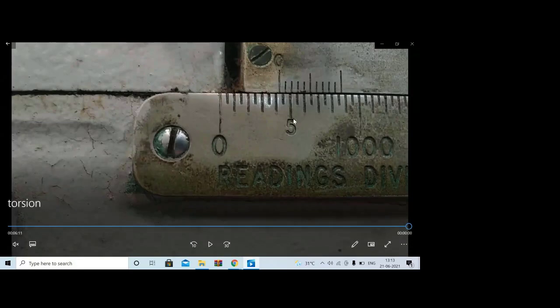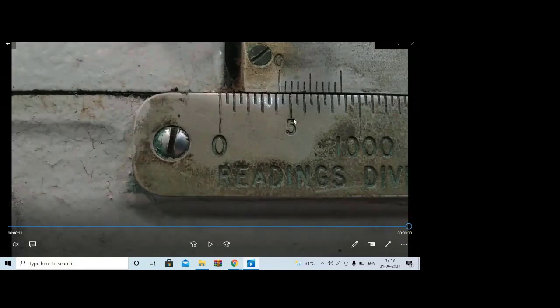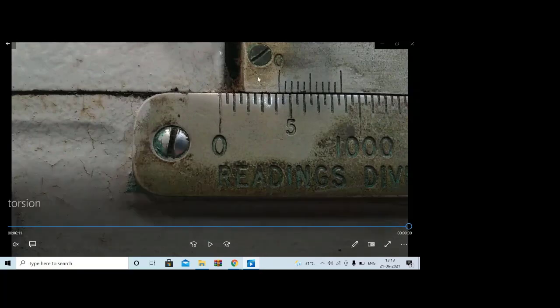Now continue the experiment. Rotate the wheel in the anti-clockwise direction, looking into the telescope. Then rotate it till it moves through another graduation. That means 2/10 of a degree. Then the scale will be moved. So this vernier will be changed from its horizontal position.